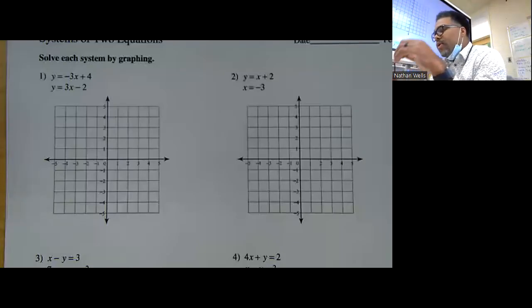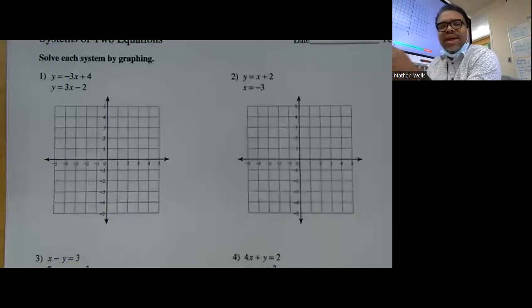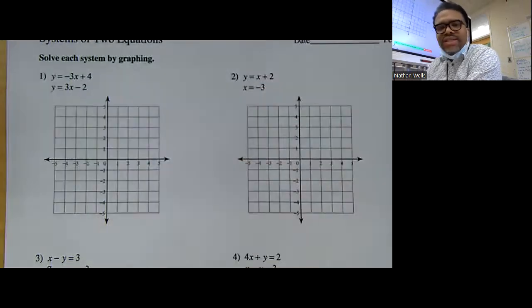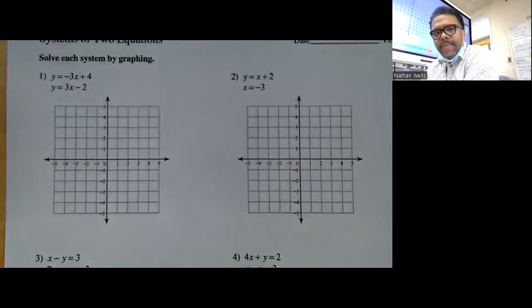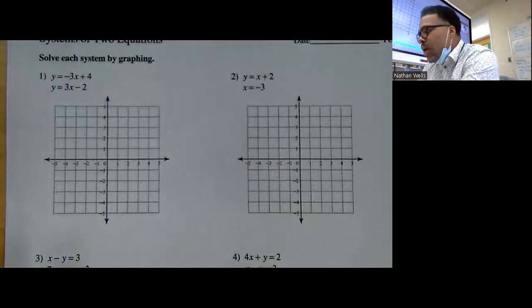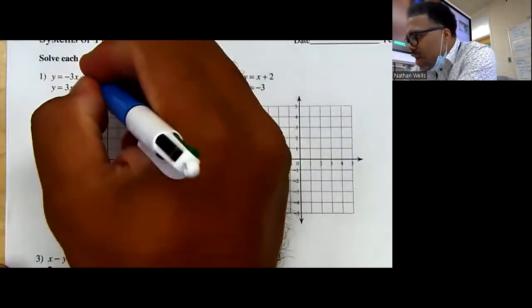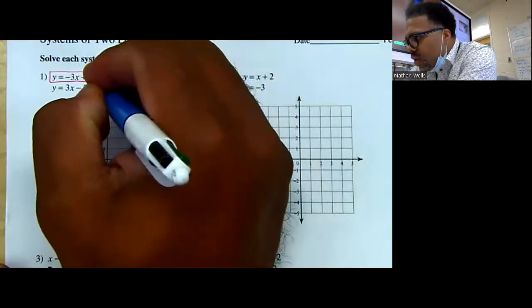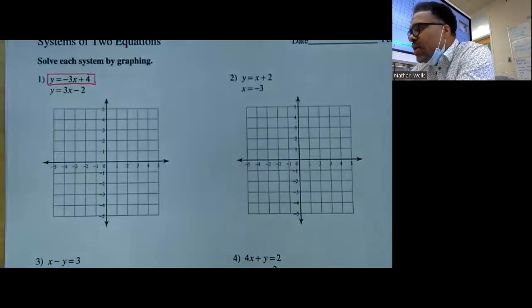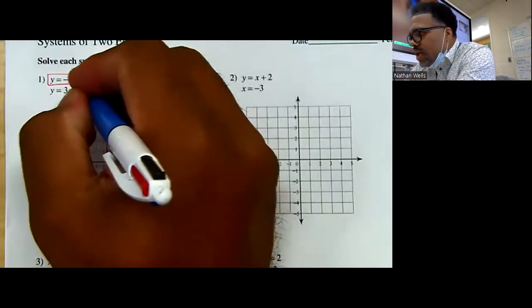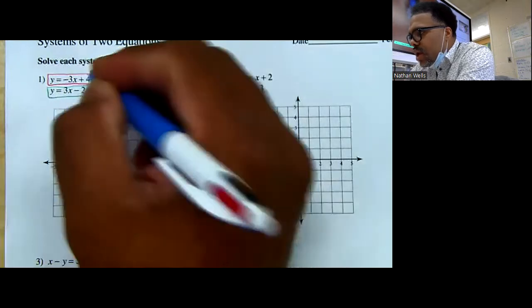So I want to talk about a system of equations. And what that means is just that two equations are graphed onto one coordinate plane. The point where those two lines intersect is your solution to the system of equations. So let's just go ahead and jump right into it. I'm going to graph one equation in red and one equation in green.